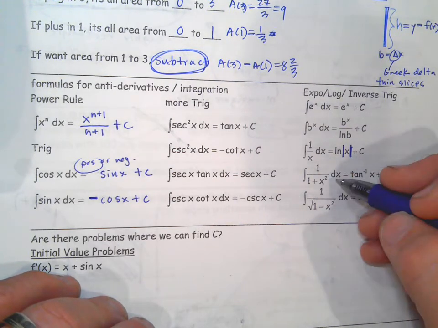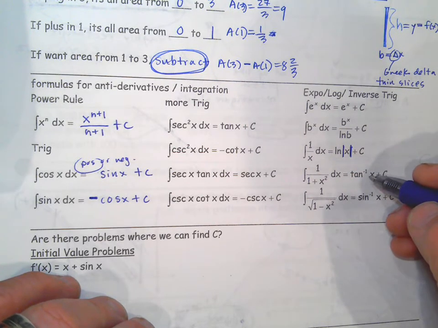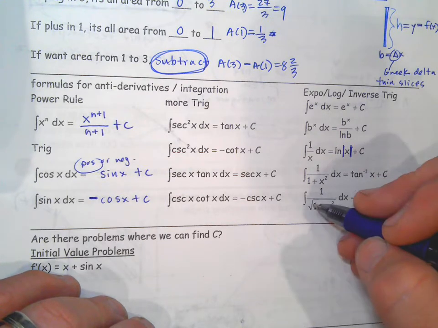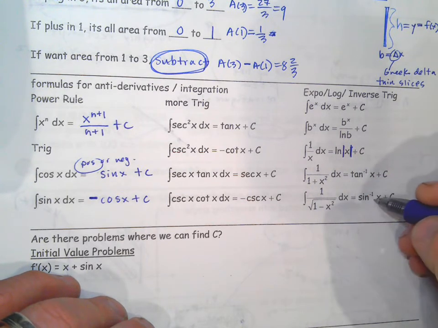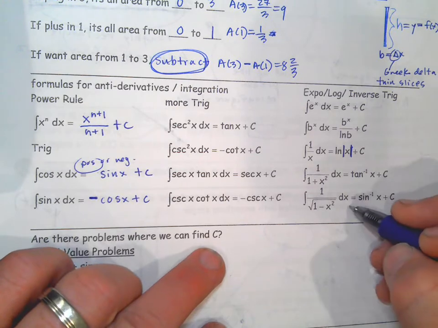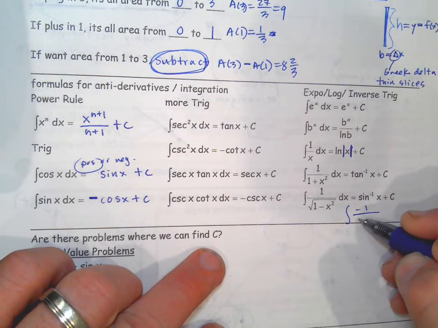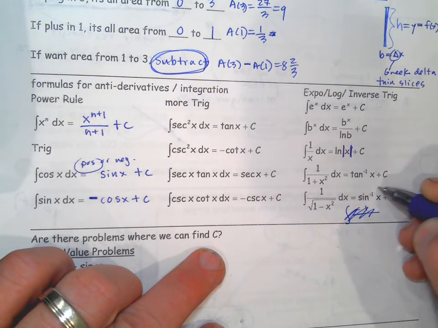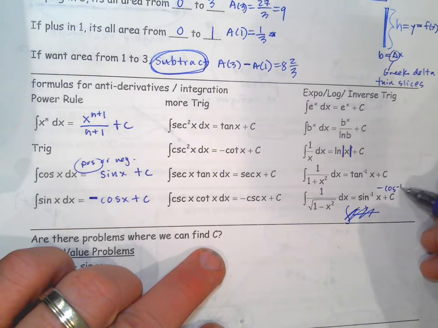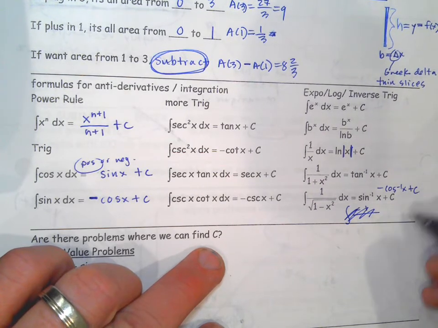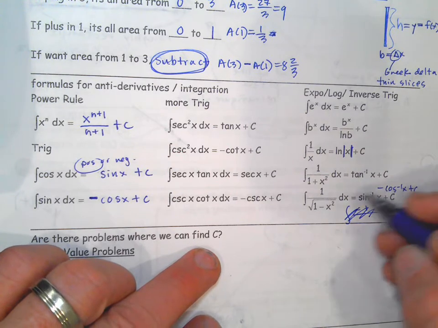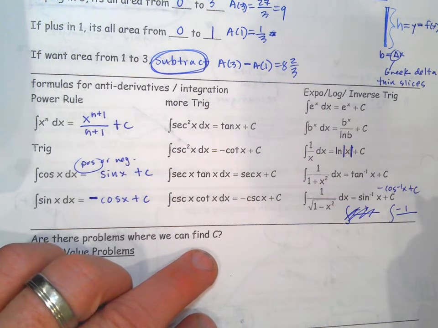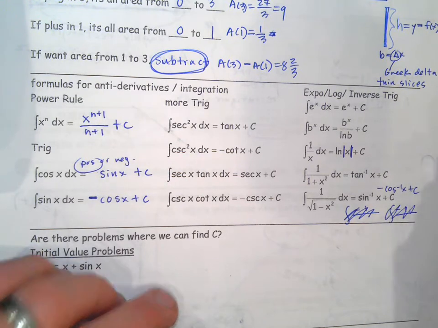1 over 1 plus x squared, that's inverse tangent. That's one of those inverse trig ones. 1 over the square root of 1 minus x squared is inverse sine. If you wanted to, you could even say negative inverse cosine, because the derivative of inverse cosine is the same exact thing, but it has a negative in front. But we usually don't use that one.